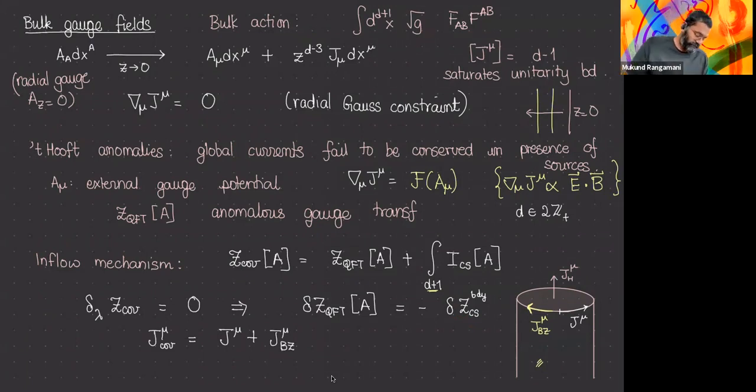I have 5 minutes. Yes. And the combination that covariantly transforms under gauge transformations is a combination of the variation of Z_QFT with respect to the boundary gauge potential plus the boundary contribution of the Chern-Simons with respect to the gauge potential.